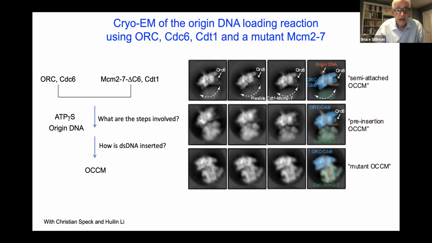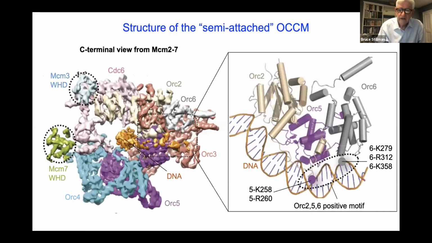One can separate them into different structures that actually represent different states. And we've been able to do this even with the human ORC with Lemore, Joshua Tor, and trap them in different biochemical states of assembly of this complex. This is just one snapshot of the semi-attached OCCM, and even though all of the proteins, the MCMs, CTD1, ORC and CDC6 are present, the only parts that we could see in this Cryo-EM structure are shown here on the left-hand side.